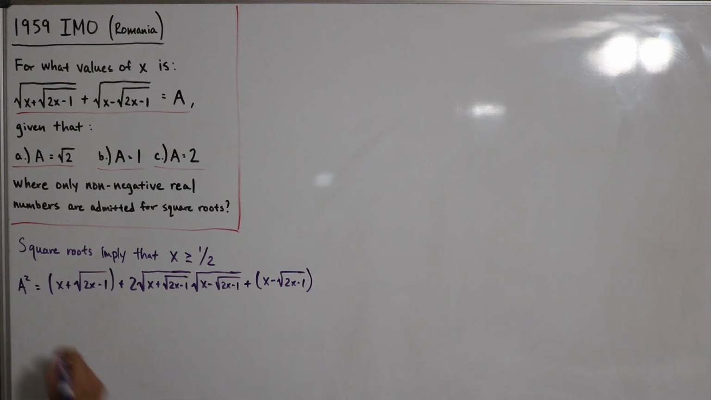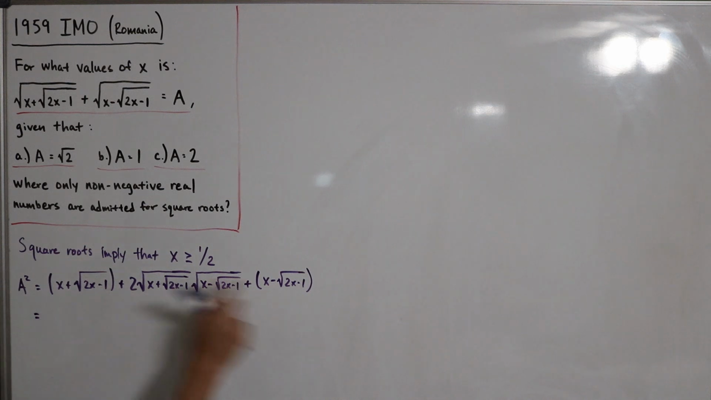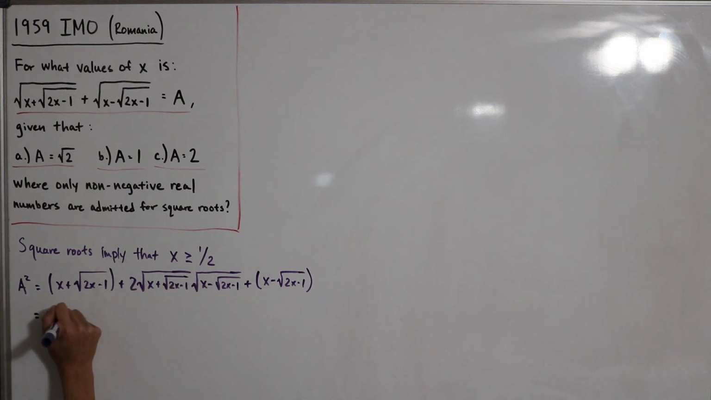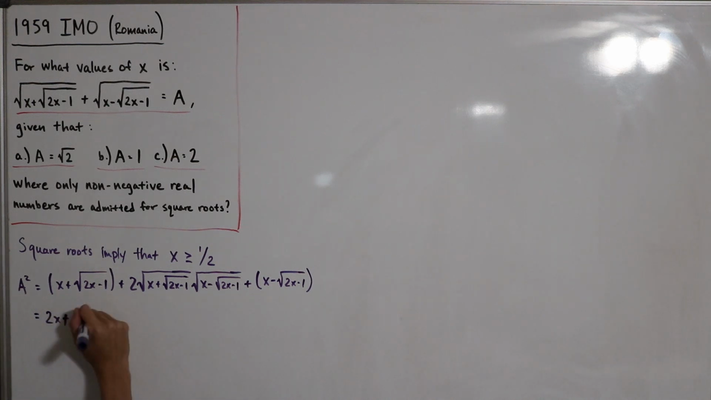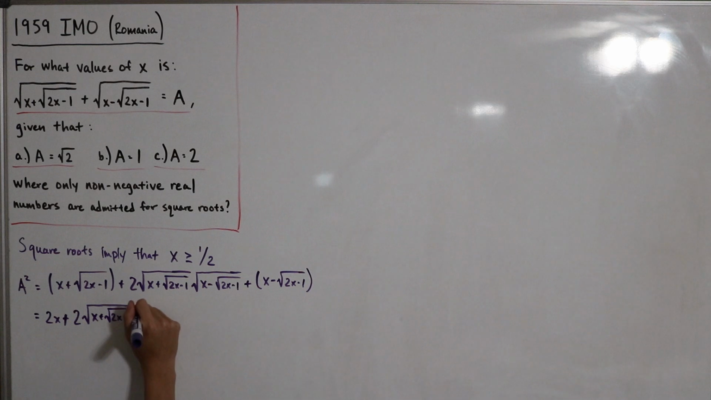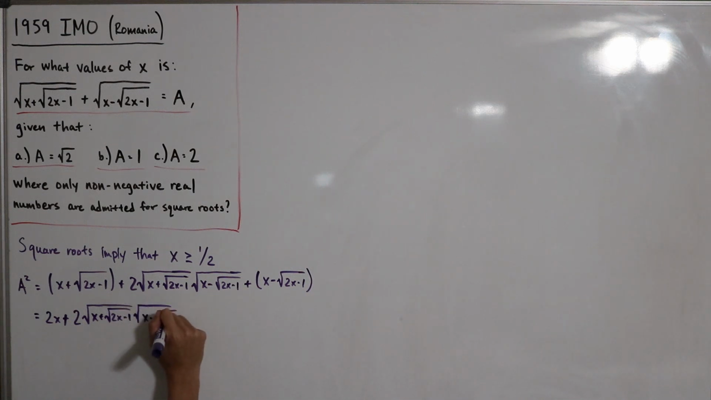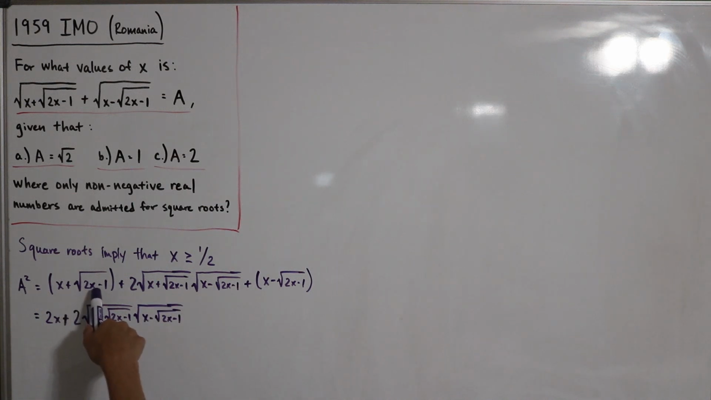Now we can continue simplifying. We can combine the x's, so we have 2x. And now we add this with, of course, this is still going to remain the same, so this will be 2 times the square root of x plus the square root of 2x minus 1, then multiplied with the square root of x minus the square root of 2x minus 1. Since now we have the square root of 2x minus 1 here and here, they cancel each other out, so we're good from there.